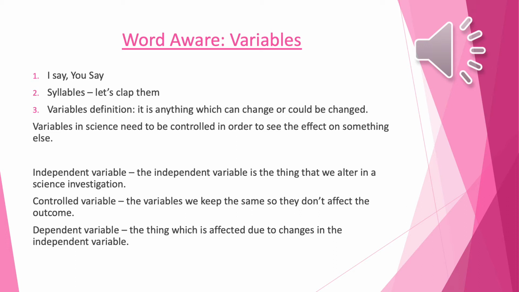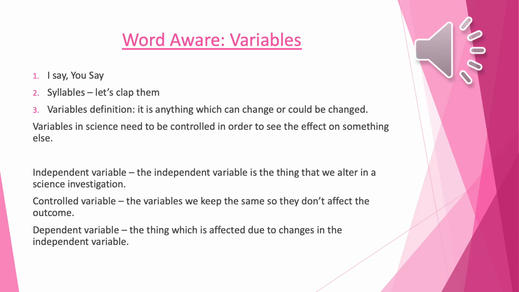The word is variables. So let's clap the syllables. Variables. That's four. Variables. You have a go. So just try to remember that there are four syllables in that word. Now, the definition of a variable is anything which can change or could be changed. And we're going to apply the word variable to science here. So variables in science need to be controlled in order to see the effect on something else.